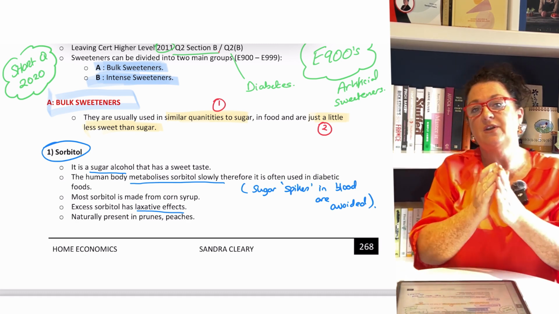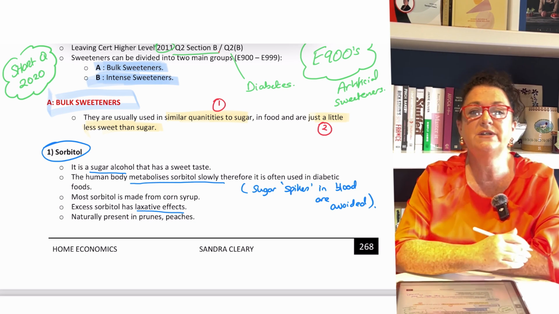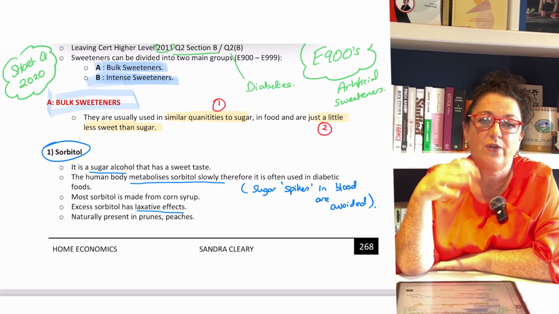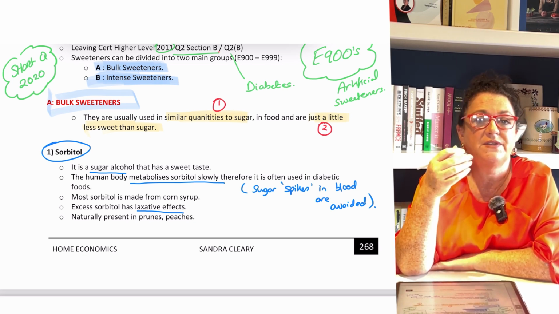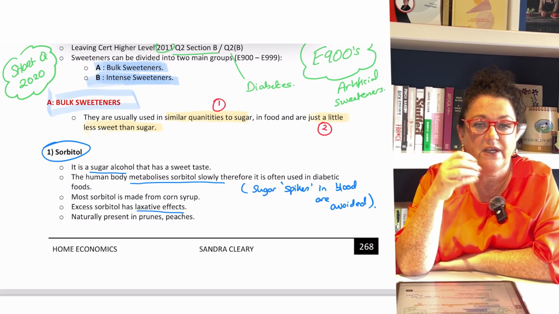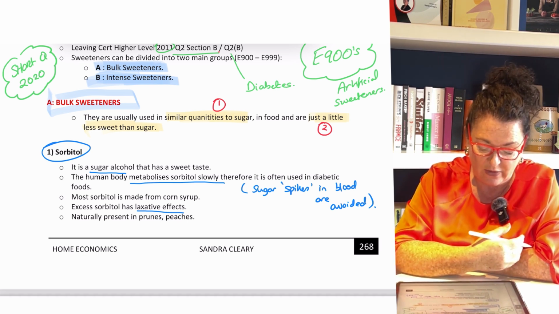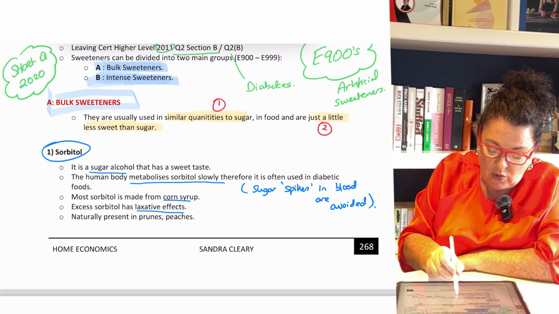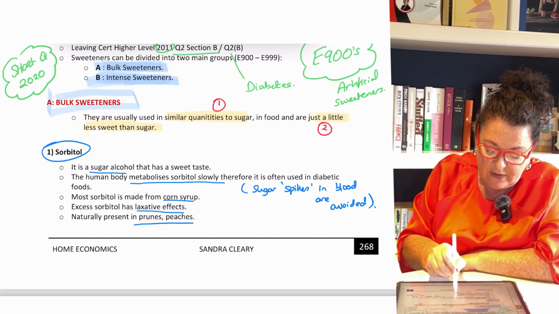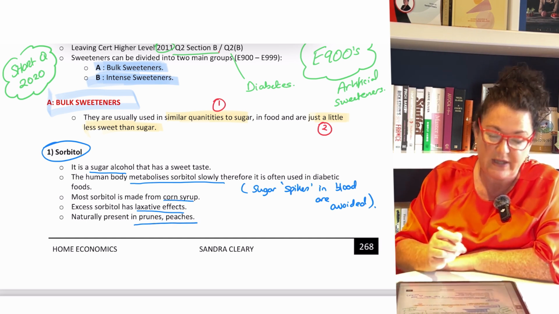And this is something that diabetics absolutely have to avoid, because remember, their blood circulation is not the same as somebody who's not a diabetic, and they really do have to take extra special care of the health of their heart. Made from corn syrup and naturally found in prunes and peaches.